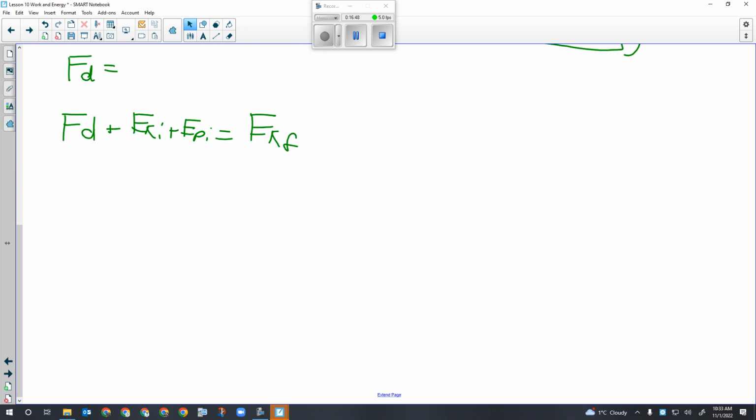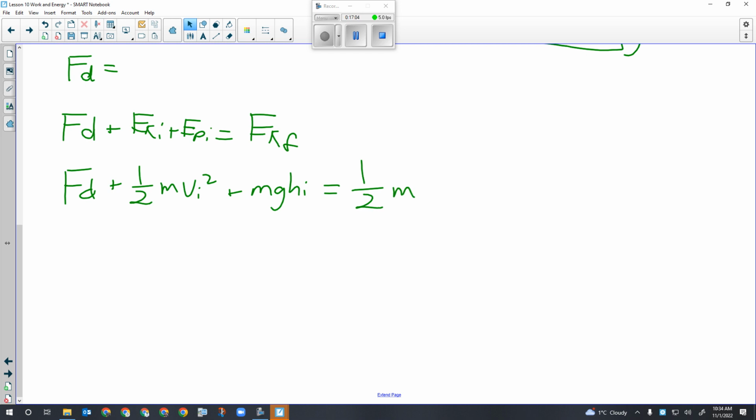I gotta expand this out again. So I'll have force times distance plus 1/2 times mass times initial speed squared plus mass times gravity times my initial height equals 1/2 times mass times my final speed squared. Now the term I'm actually looking for is on the board.